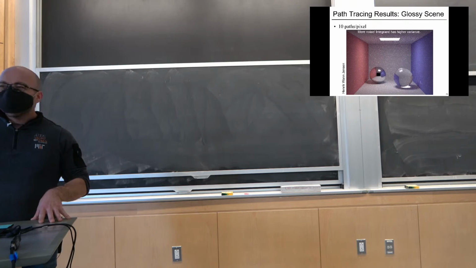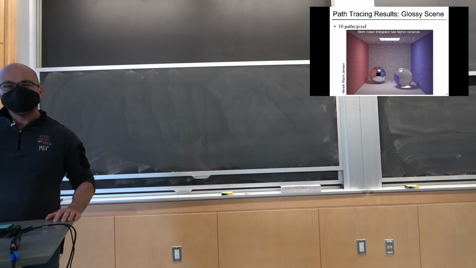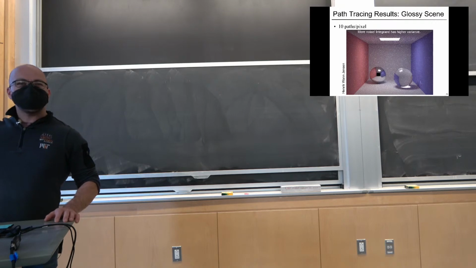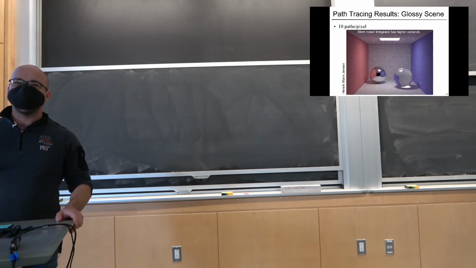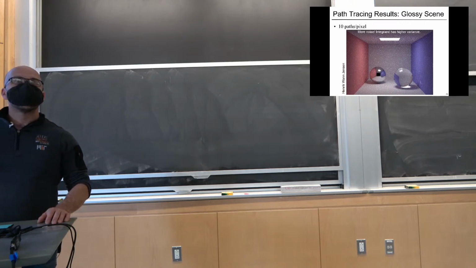Can anybody come up with an explanation, specifically in this scene, of what's going on? Incidentally, this is often called shot noise, where some random pixels are white and the rest of them are dark. Yeah? We bounce a ray and it hits the spot on the ball that's reflecting the light at the top, for example. It would be really bright in that pixel.